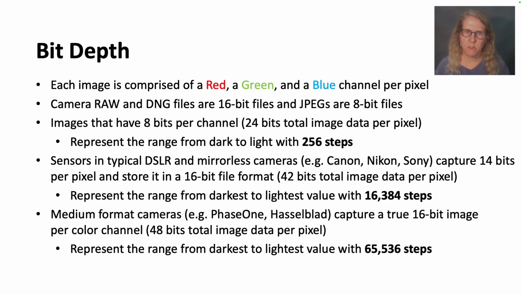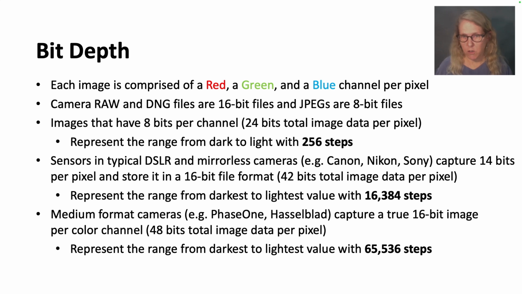Well, each pixel in your image is comprised of a red, a green, and a blue channel. Okay? In an 8-bit file, like a JPEG, that means there's 8 bits for red, 8 bits for green, 8 bits for blue. And a bit is just a 0 or a 1. Okay? So with that information, which is 24 bits of information per pixel, we can represent the range from dark to light, from black to white, with 256 steps. And I'm not talking about color, just black to white.